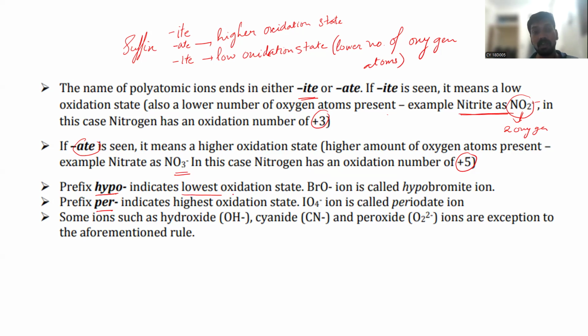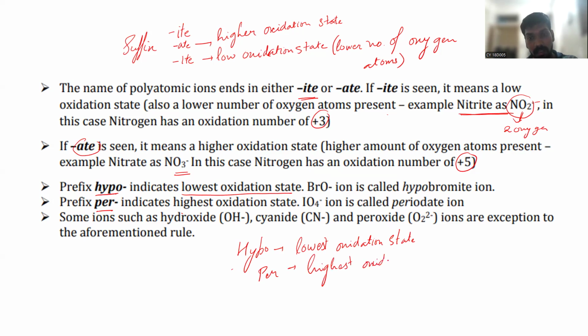So the hypo prefix indicates the lowest oxidation state, and per indicates the highest oxidation state. These are the prefixes and suffixes we are using. For example, periodate, IO4 negative.